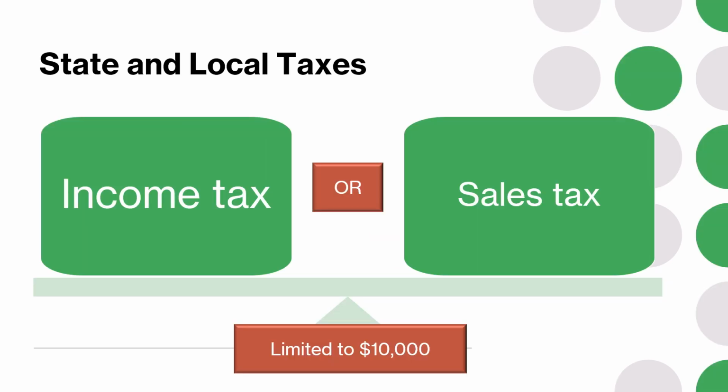So the first type of taxes that are deductible are state and local taxes. And for this, taxpayers have a choice. They could choose to deduct the state and local income tax, or they could choose to deduct the state and local sales tax. Whichever they choose, they will be limited to $10,000. And of course, in the state of Washington, we don't have income tax, so any of our taxpayers that would be looking at itemizing would be deducting the state sales tax.